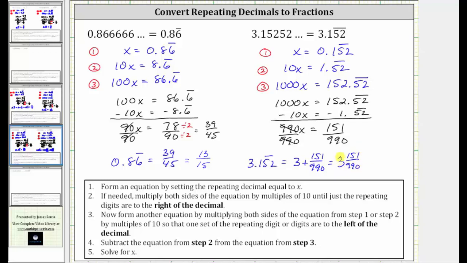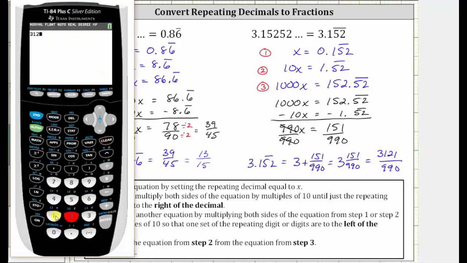If we did want the fraction rather than a mixed number, the denominator would be 990, and the numerator would be 990 times 3 plus 151, which is equal to 3,121/990ths. And again, we can check this on the calculator. 3,121 divided by 990 does give us the original repeating decimal. Just be aware the calculator is rounding in the rightmost digit.